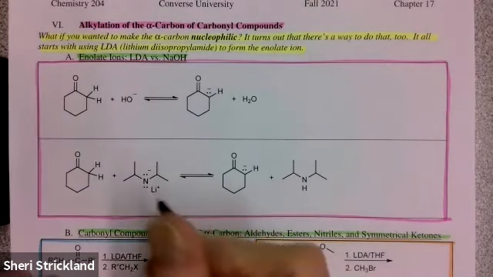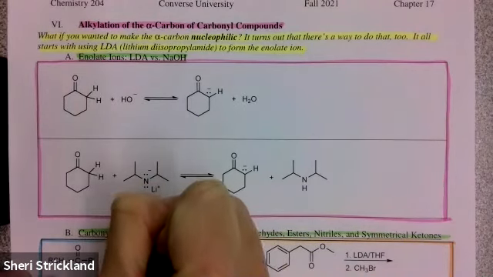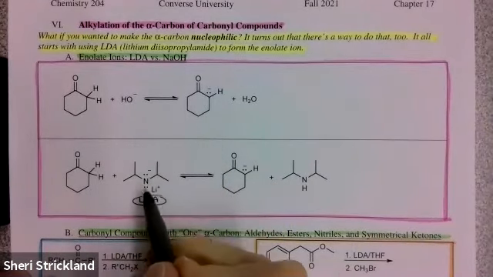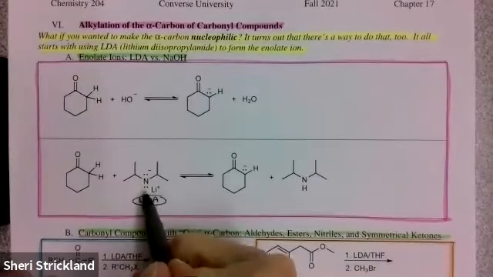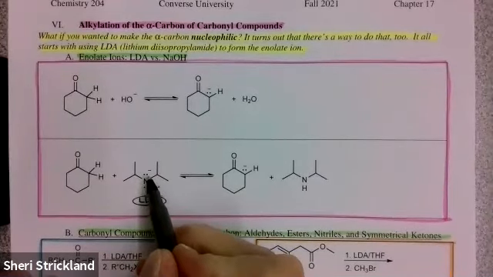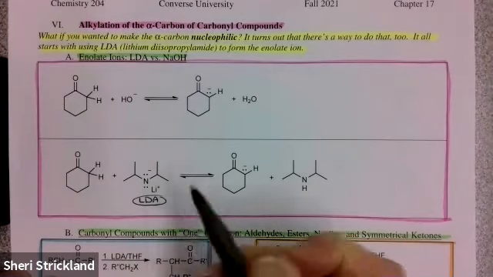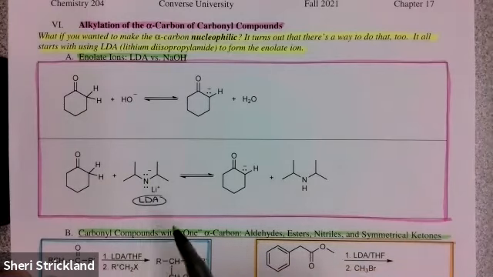So this is LDA right here. There are the two isopropyl groups, and a nitrogen that has two non-bonding pairs of electrons and a negative charge is called an amide ion. And I have no idea how it got that name, but that's what it looks like.